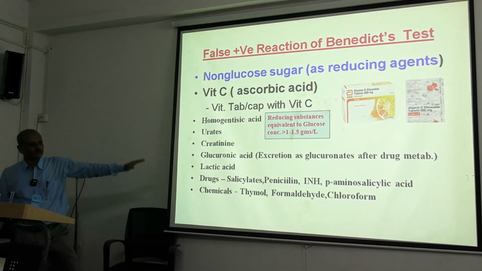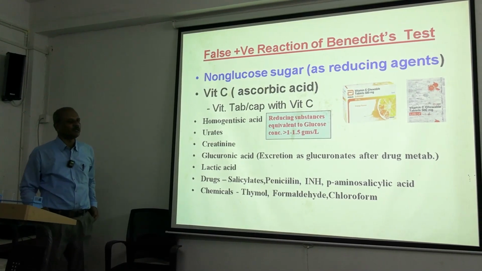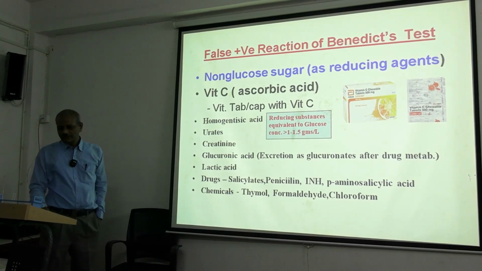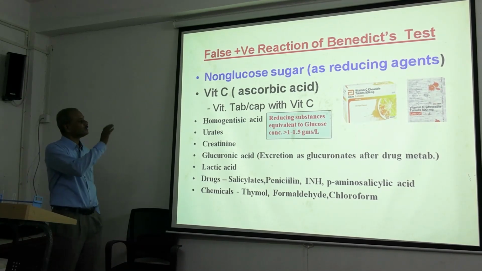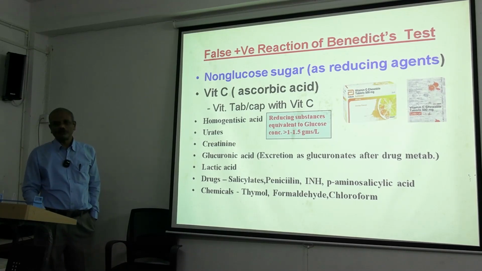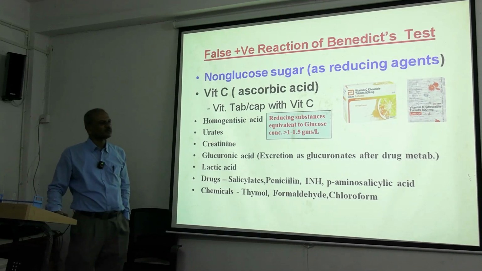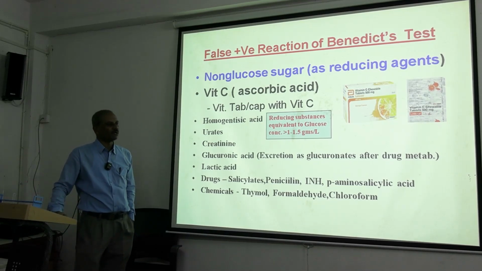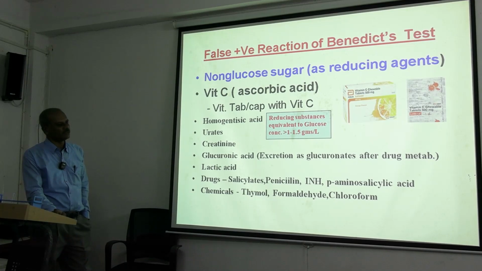So write this down completely. One question is asked: why is the Benedict test not diagnostic of diabetes mellitus or glucosuria? Because the Benedict test might give a false positive result. The Benedict test is not a specific test, because false positive reactions can occur in it.